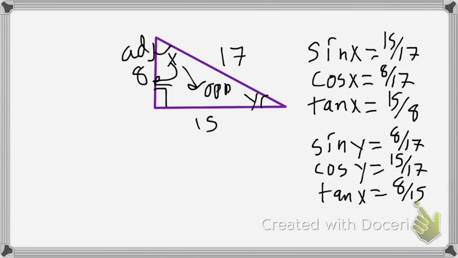Okay, so when we're talking about sine, cosine, tangent, it's important to reference where we are. You can't just ask, what's the sine of that triangle? That doesn't work. But if we ask, what's the sine of x? Then our perspective is from x's position. What's opposite of that? That would be the 15 side.